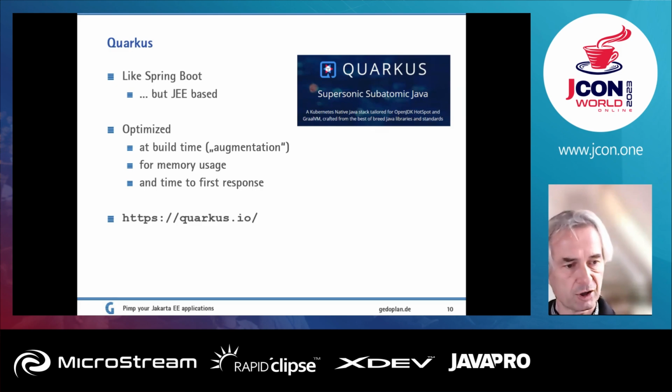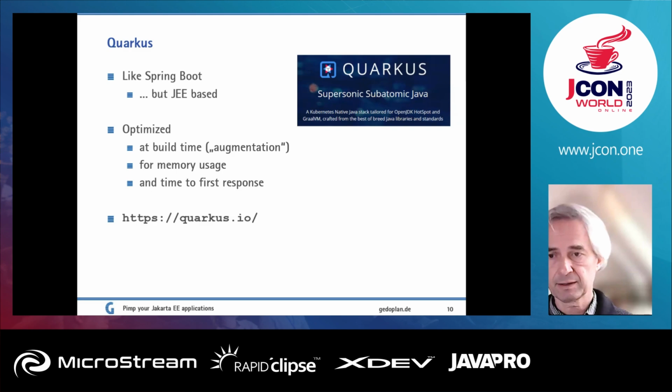If you want to stay with Jakarta EE, then Quarkus is an option. It's not the first option, by the way. There have been frameworks for doing that for many years, like Cumulus EE, for instance, but they have not gained the same market share. Quarkus is different. Quarkus is, well, still hyped. It came out in 2018, I think, it comes from the same vendor as WildFly, and it's optimized for memory usage and time to first response.